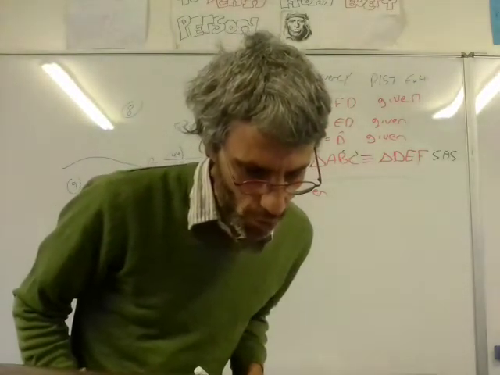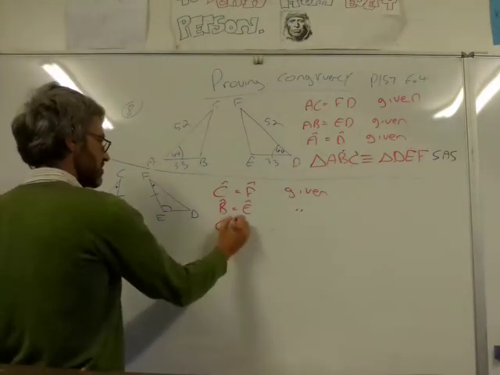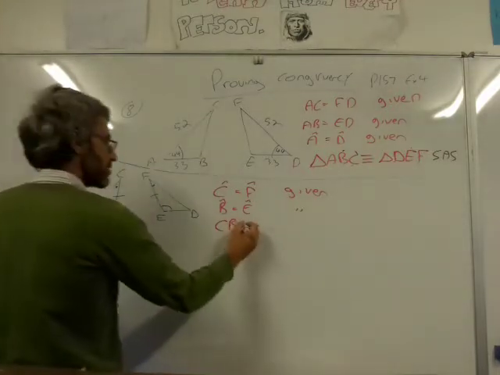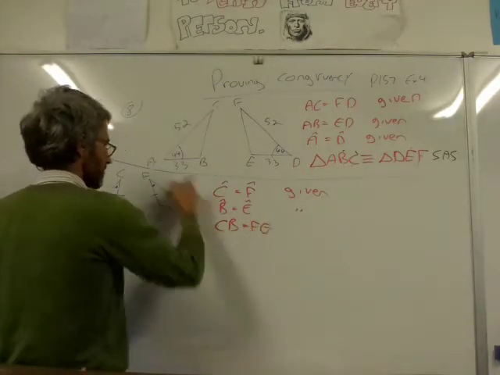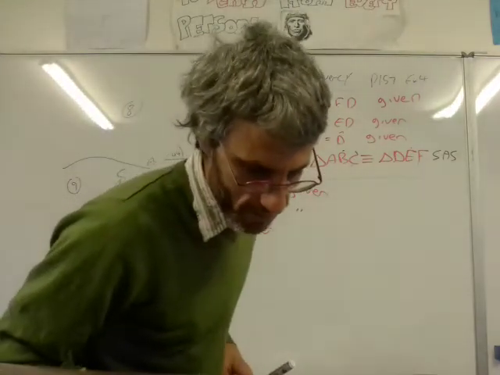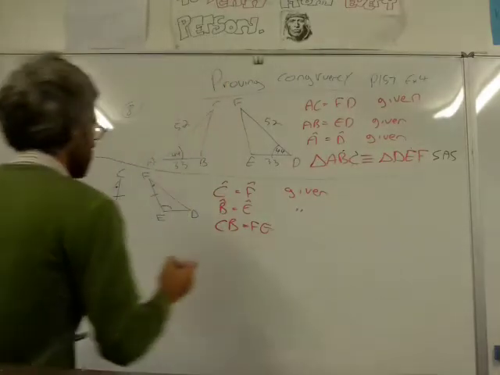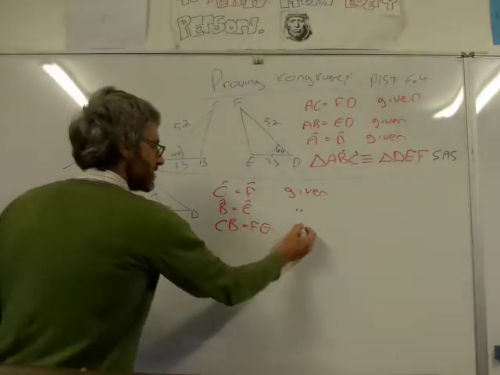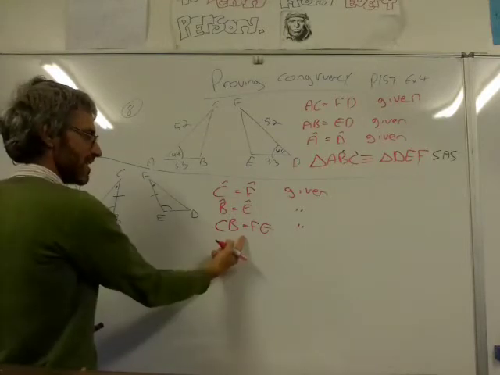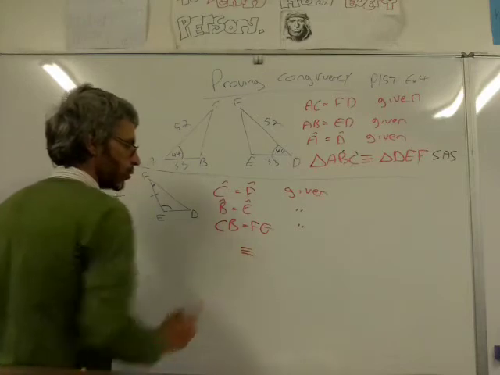Next question, which corresponding sides are equal? So that's going to be CB or BC, it doesn't matter what you write. CB equal FE. So that's the next question. And now we're asked, prove that the triangles are congruent. So I've already given two pairs of angles are the same and a side are the same. So obviously these two triangles are congruent.